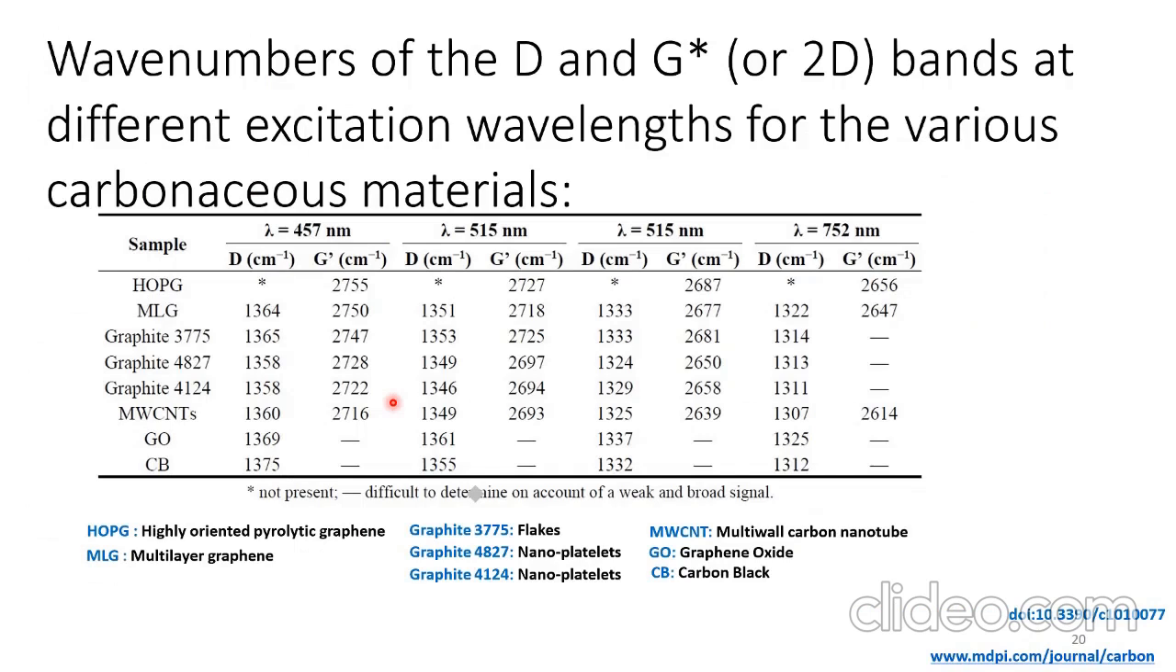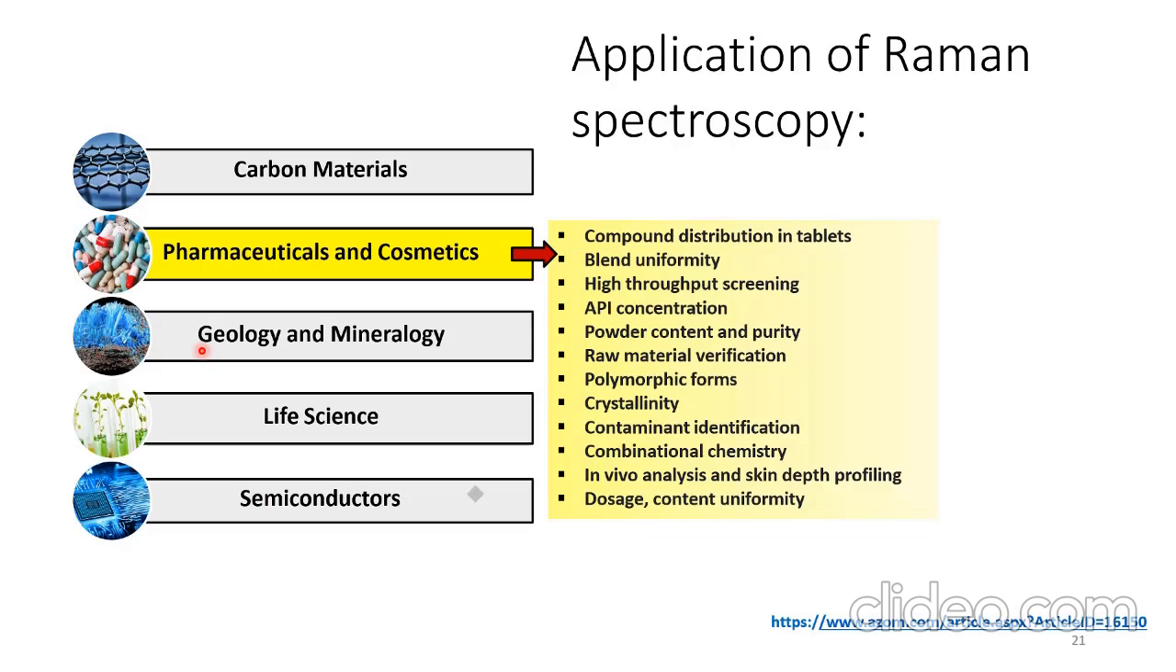So at different wave numbers, we have different kinds of materials, and the peaks are very specific to the materials. Then we can use these for this spectroscopy technique for pharmaceuticals and cosmetics. So if we want to check the compound distribution in a tablet or the blending, whether it is uniform or not, and the throughput, etc., for that purpose we can use Raman spectroscopy.